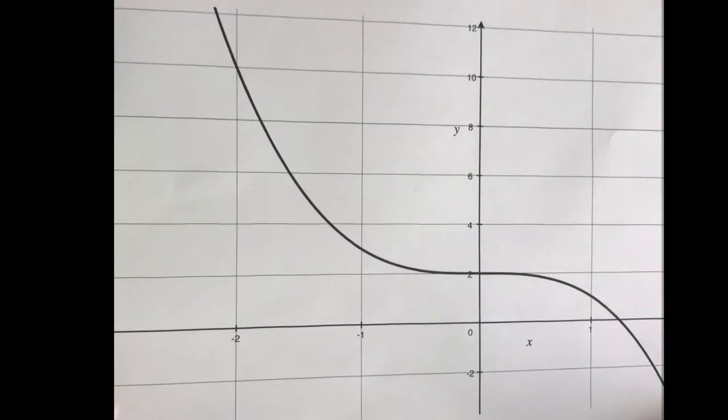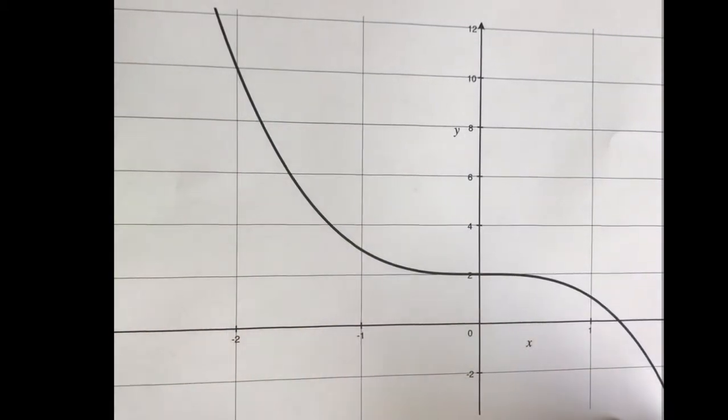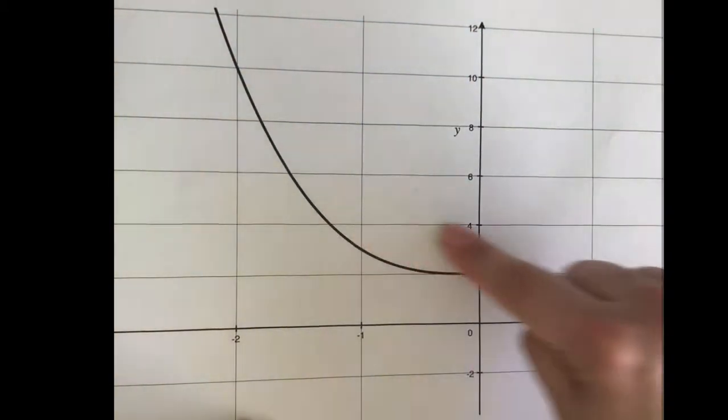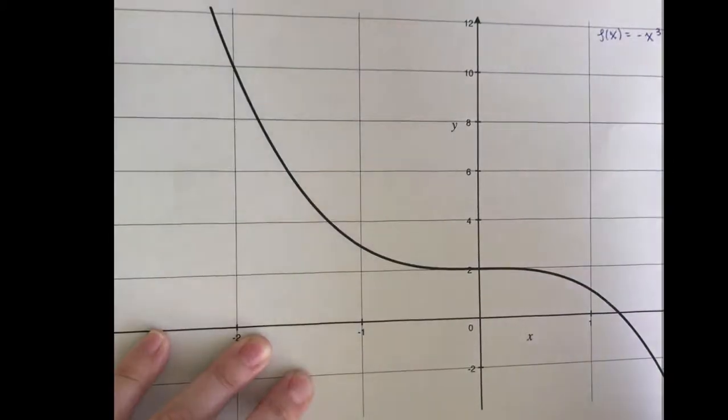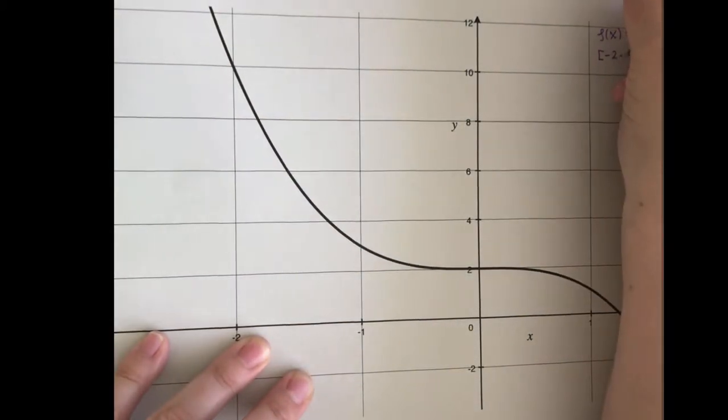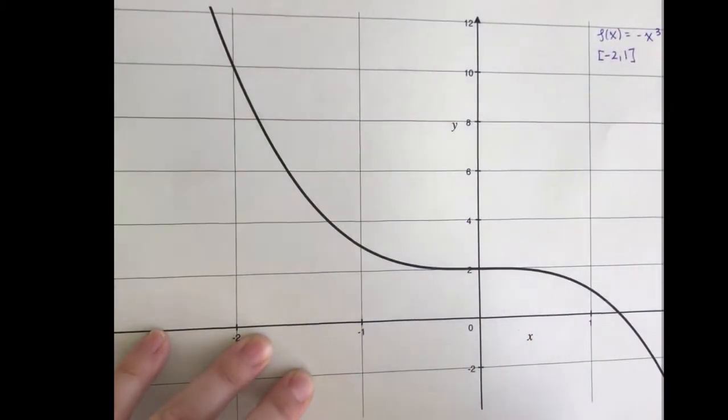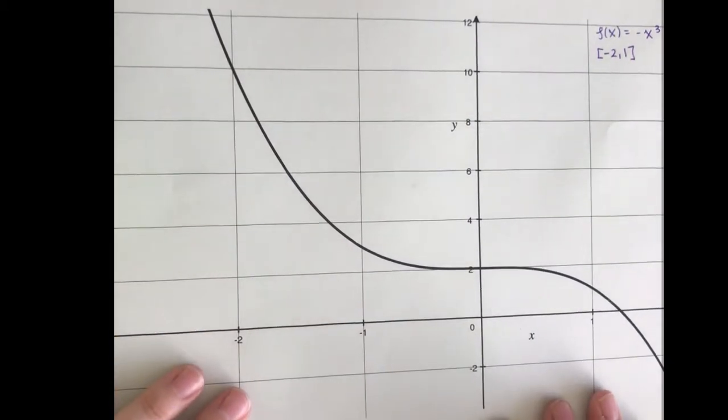All right, so here's my graph. I just printed it out, and let's go through all the information again. So we have the curve. This is negative x cubed plus 2, so I'll even write that on there so we have it handy. We're on a closed interval from -2 to 1, and we're bounded with the x-axis.